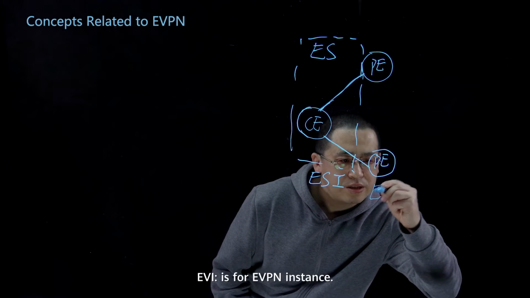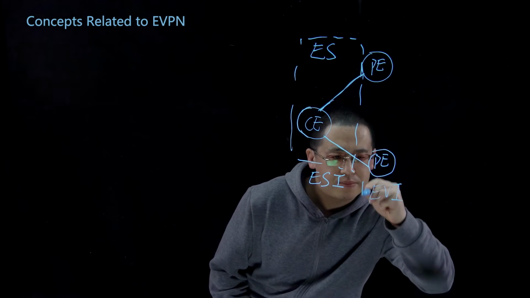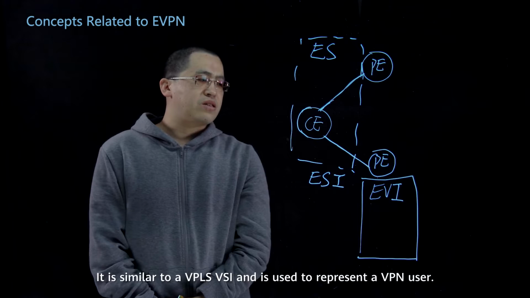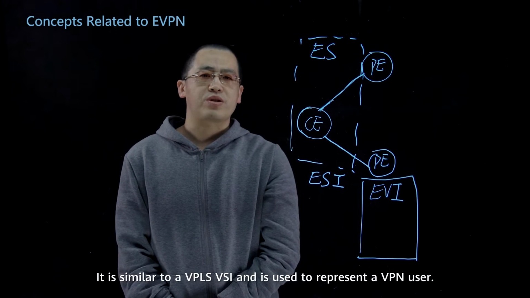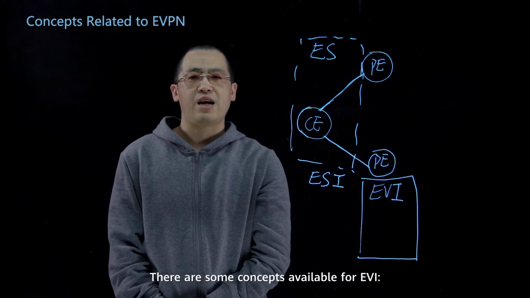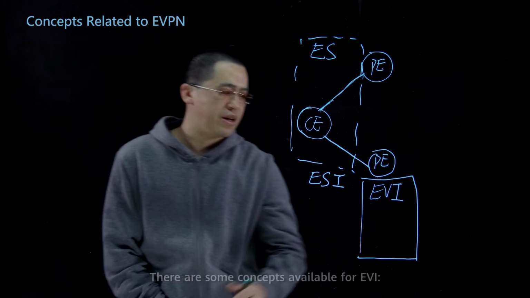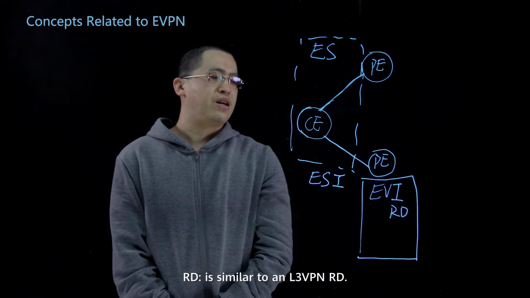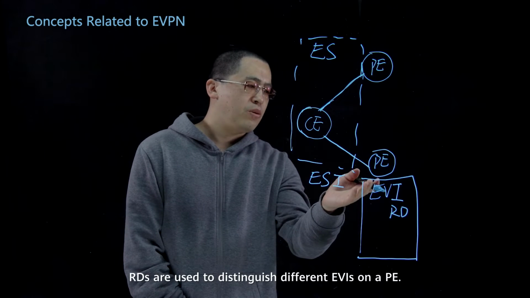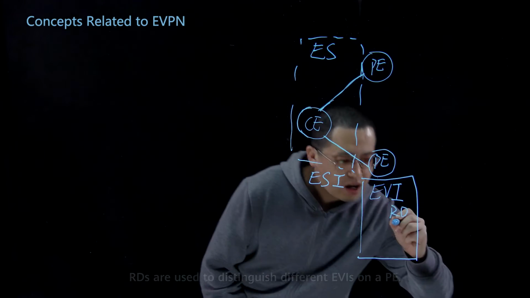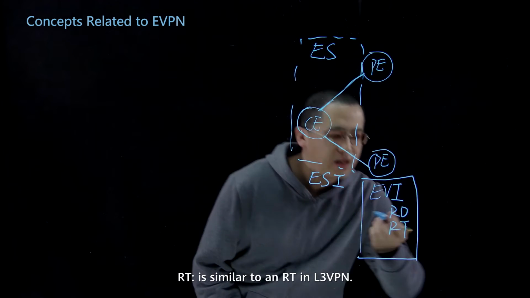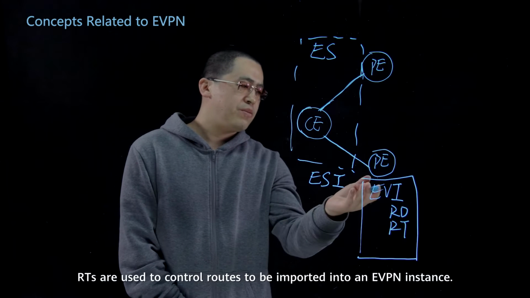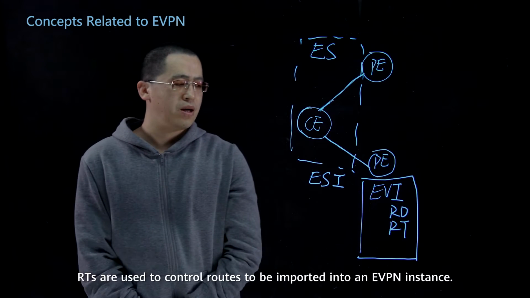EVI is for EVPN instance. It is similar to a VPLS VSI and is used to represent a VPN user. There are some concepts available for EVI. RD is similar to an L3 VPN RD. RDs are used to distinguish different EVIs on a PE. RT is similar to an RT in L3 VPN. RTs are used to control routes to be imported into an EVPN instance.